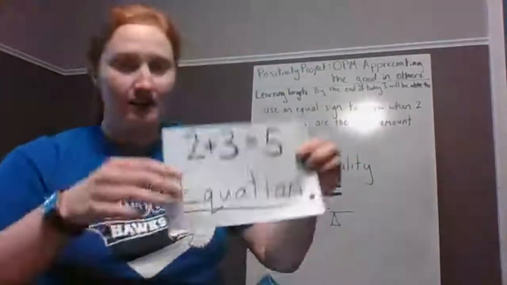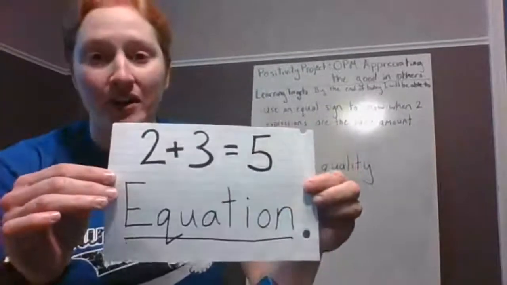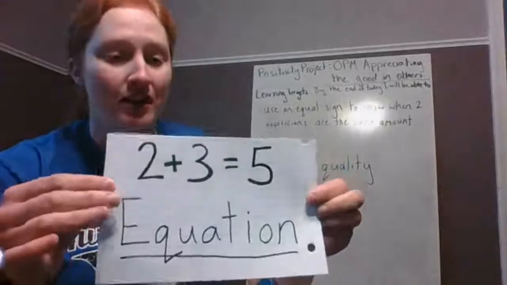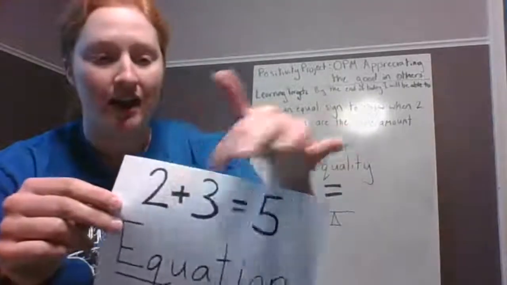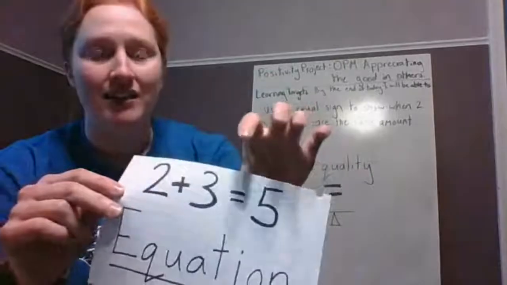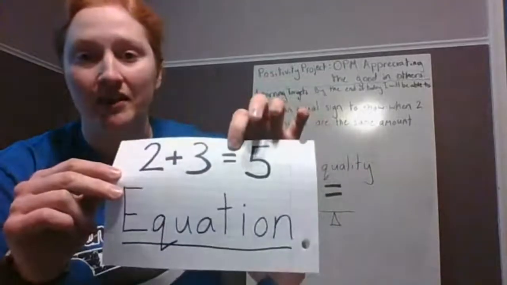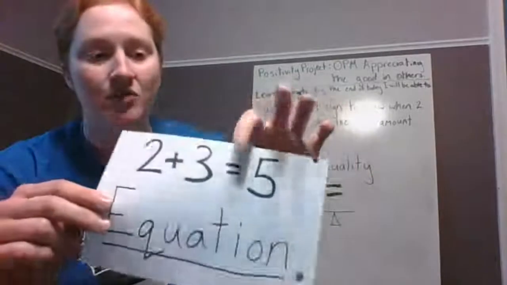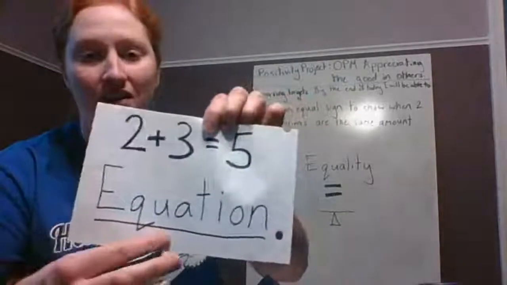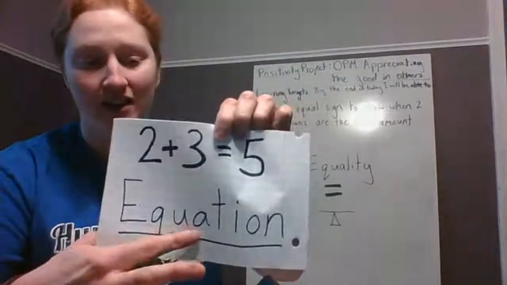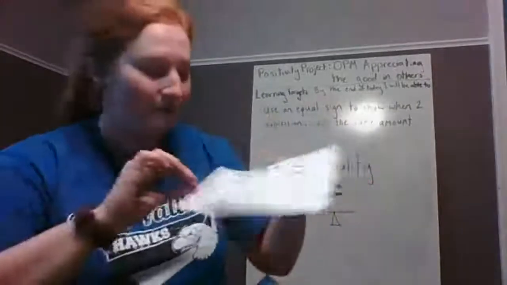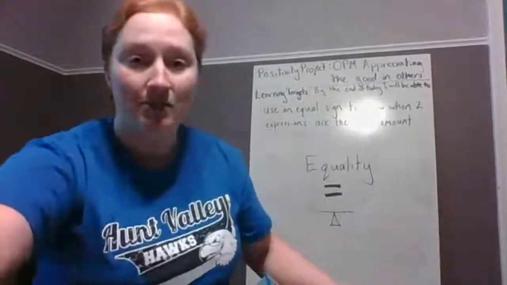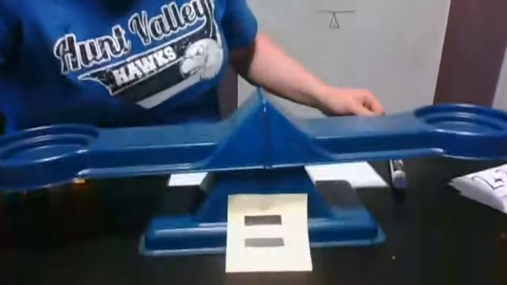And then finally, one more word, equation. So an equation is when you have two expressions, one on the side, one on the side, and it has an equal sign because they're worth the same amount. So it has to be equal to be an equation. You can even see part of the word equal in there. That gives you a little hint that equation means it has to be equal. So we're going to do some exploring with our equal sign today in our balance scale.